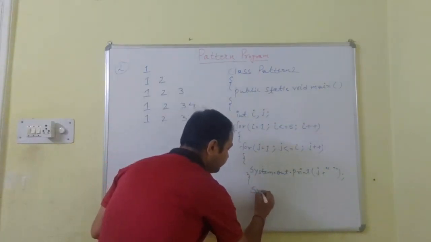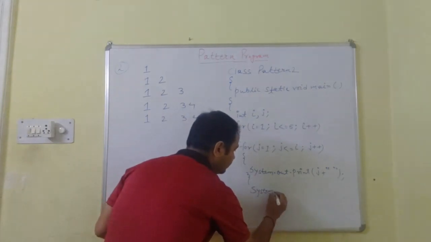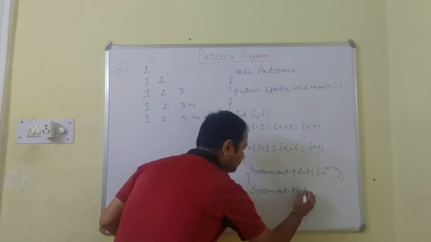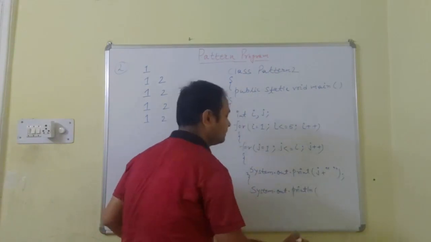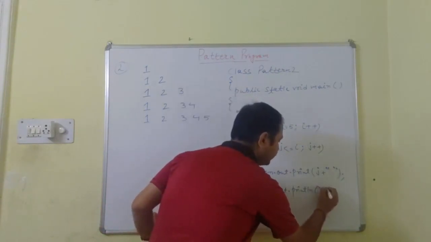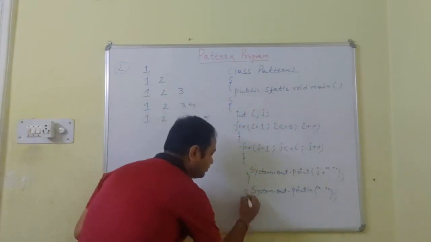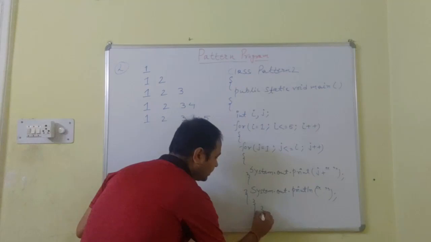After that we write System.out.println to change the line of the cursor, a blank print. Then the outer loop is closed, the main method is closed, and the class is closed.